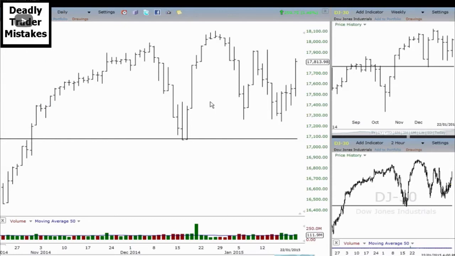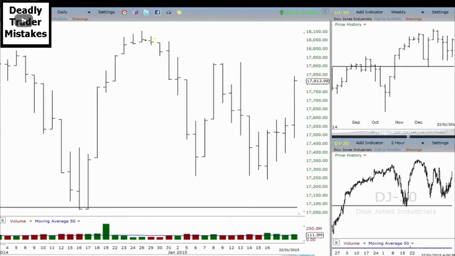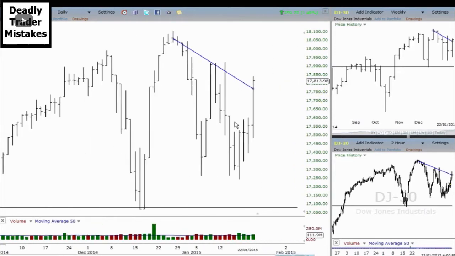Anyway, let's get into the Dow Jones Industrial Average chart now. So what I'm seeing here on the Dow Jones chart, we can actually see if I draw a trend line from here down through to here. Let's just squeeze it up a bit more.